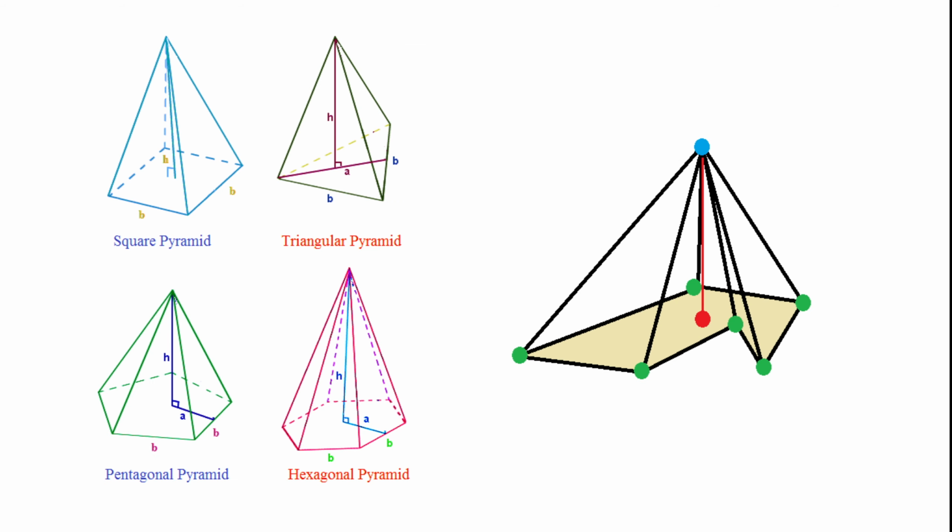Next, we're going to learn about the volume of pyramids. A pyramid is any 3D shape with a polygonal base and culminates into an apex, which is a single point. These are all pyramids here. Notice from the figure on the right that it doesn't matter what the base is.